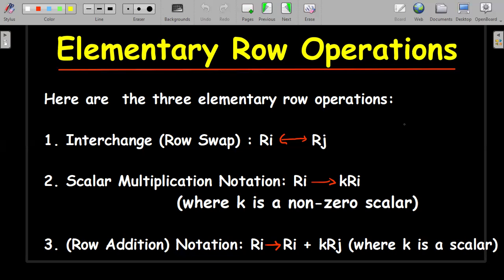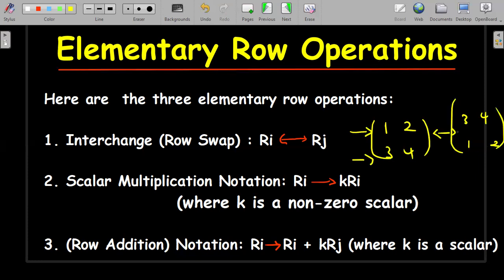So for example, if I have this matrix here, maybe 1, 2, and then 3, 4. What we mean by row swap is that this row here becomes the first row, and this row here becomes the second row. So if we do the row swap, what we're going to have is 3, 4, and then 1, 2, like that.